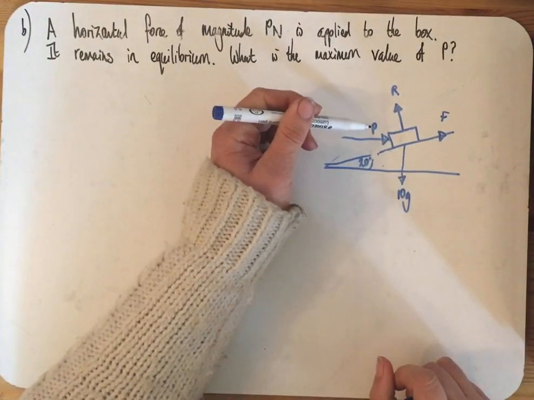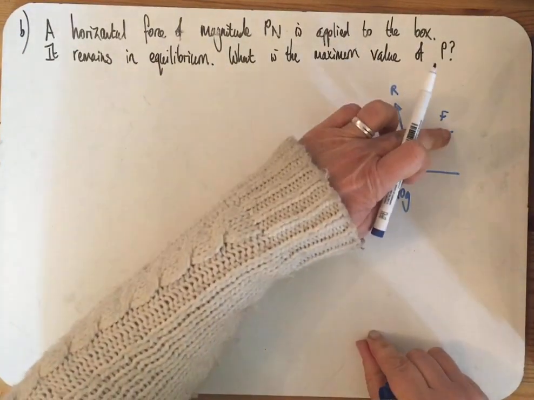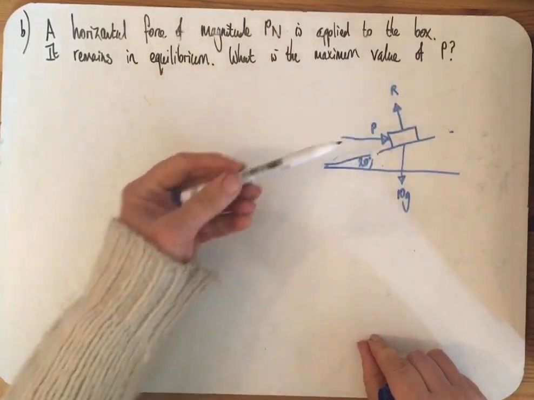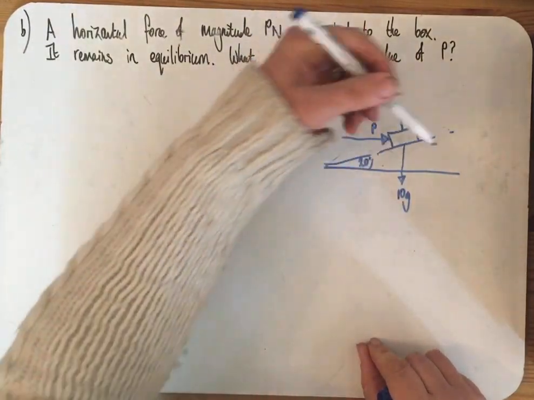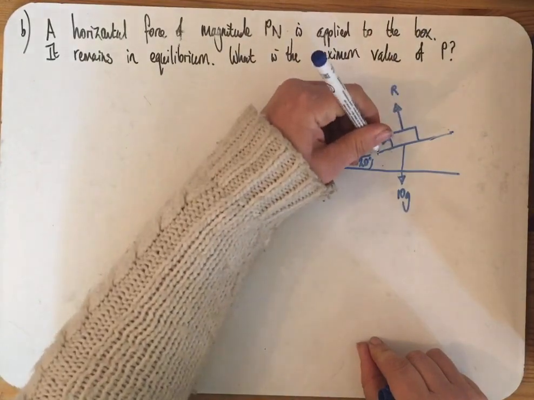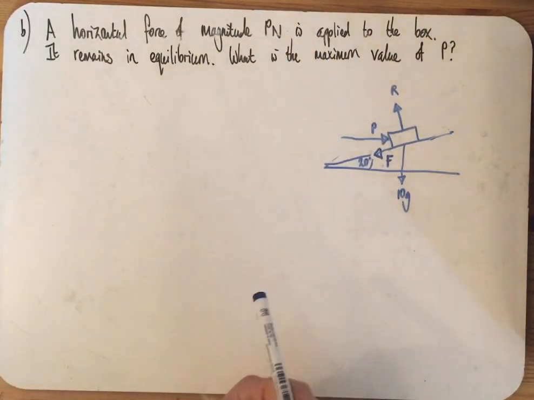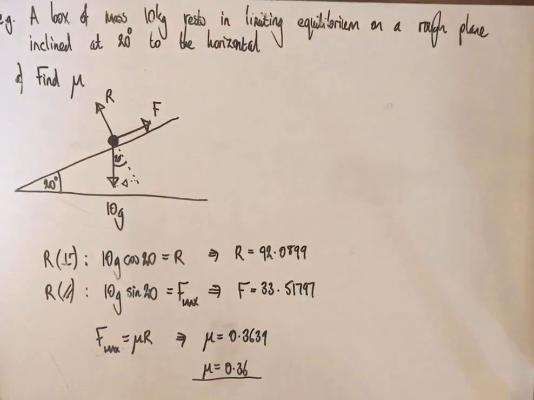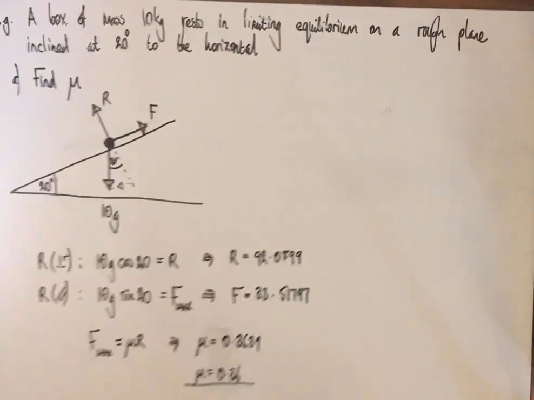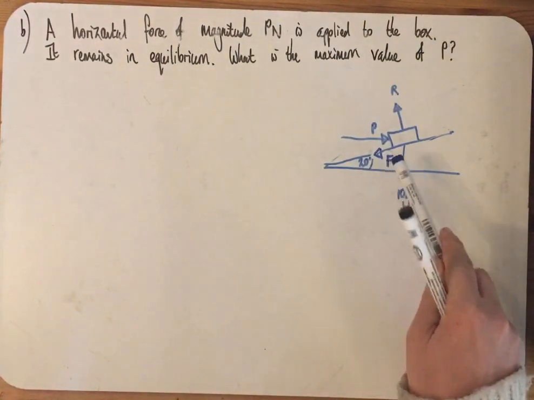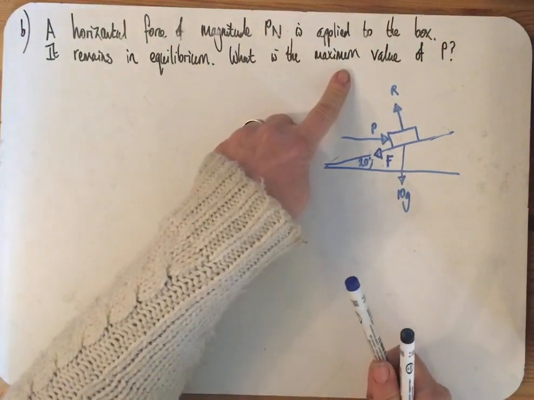So for maximum P, you actually want the box to be on the point of sliding up the plane, and in that case, the friction will be opposing that potential motion and acting down the plane. So we've gone from this being on the point of sliding down the plane to it being on the point of sliding up the plane, because that will maximise P.